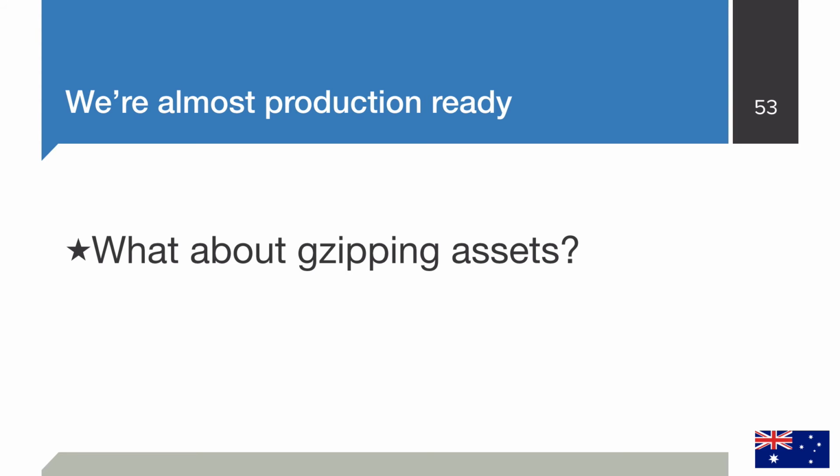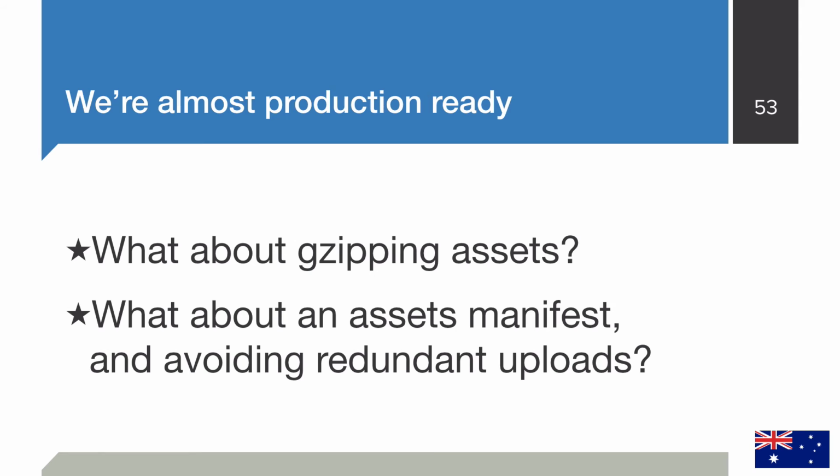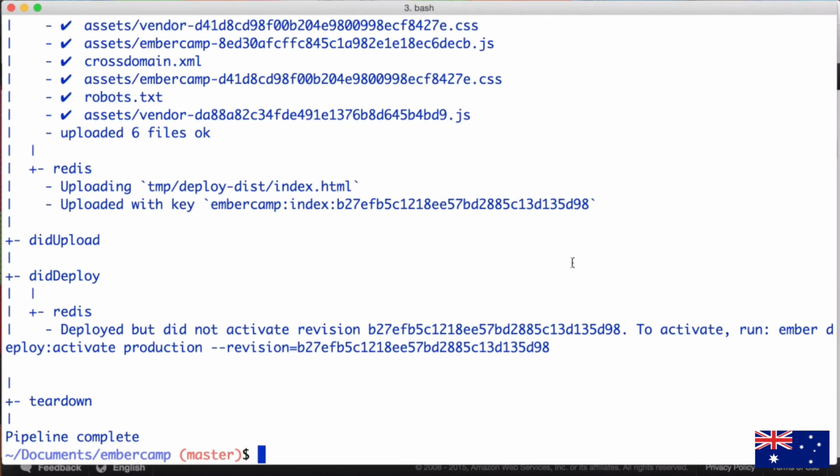So what about gzipping assets? There's a plugin for that? There is. What if we want a manifest so we don't upload things that are already on S3? I hate that. Yeah, so we should have a plugin for that too. We should. And guess what? We do. Yeah. So let's install both of those.